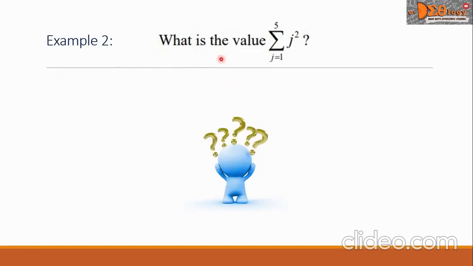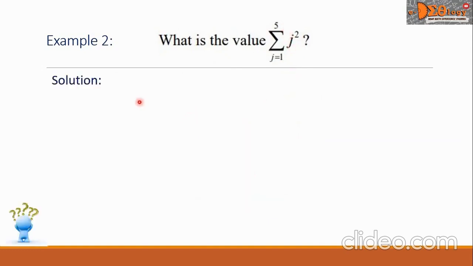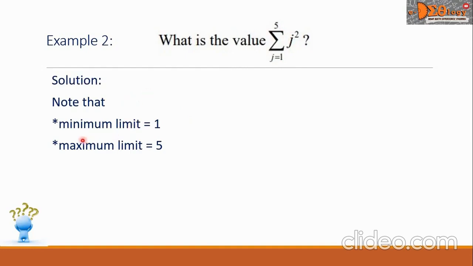Example 2. What is the value of the summation of j squared, where j equals 1 up to 5? For our solution, first we take note that the minimum limit or the index equals 1. The maximum limit equals 5. So, summation of j squared from j equals 1 up to 5, we write this into 1 squared plus 2 squared plus 3 squared plus 4 squared plus 5 squared.